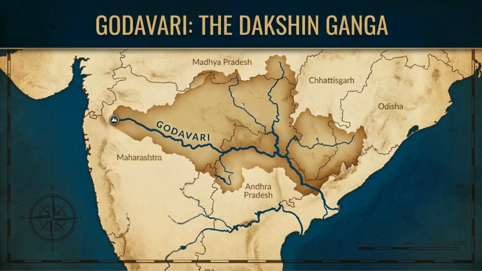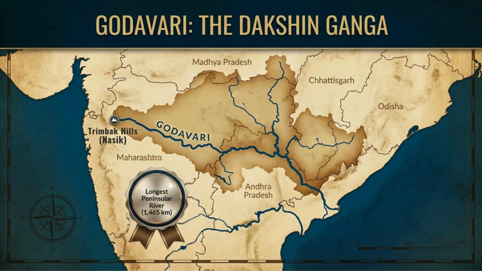Now come back to the east-flowing giants, beginning with Godavari. This is the Dakshin Ganga, the Ganga of the south. It rises in the Trimbak hills near Nasik. And one fact must be permanent in your memory. It is the longest peninsular river, about 1,465 kilometers. Major tributaries marked here include Penganga, Pranhita, Manjira, and Indravati.